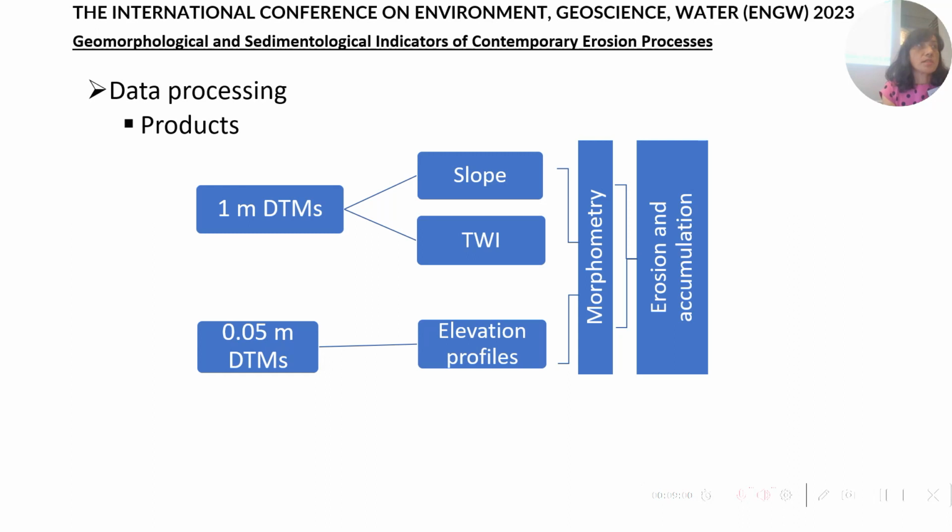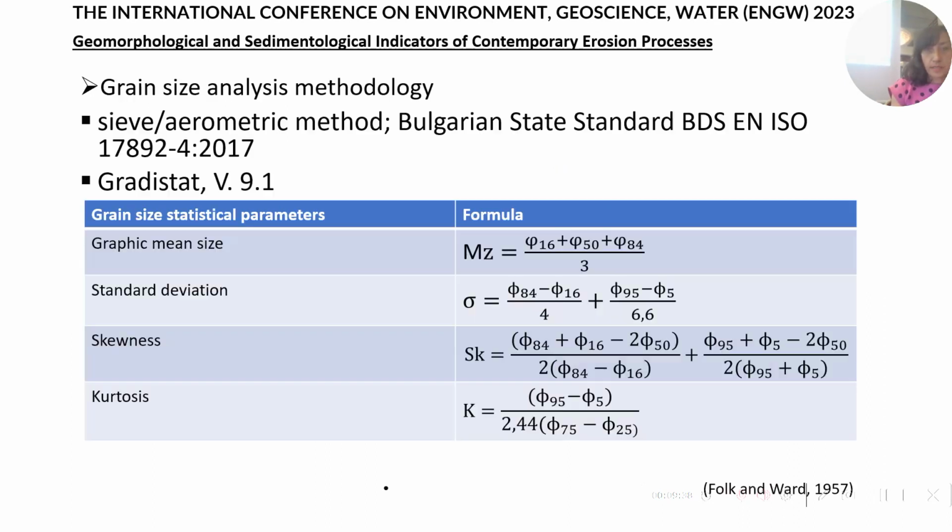The 1 meter digital terrain model is used for creating surfaces of slope and topographic wetness index, and the digital terrain model with higher resolution of 5 centimeters was used for analysis of cross-sectional elevation profiles, on the basis of which morphometric properties of the area were analyzed, and also the changes of the topographic surface have been determined.